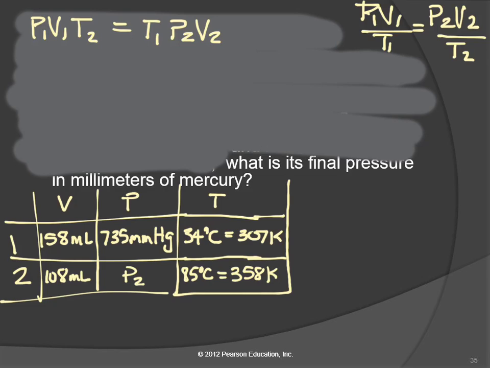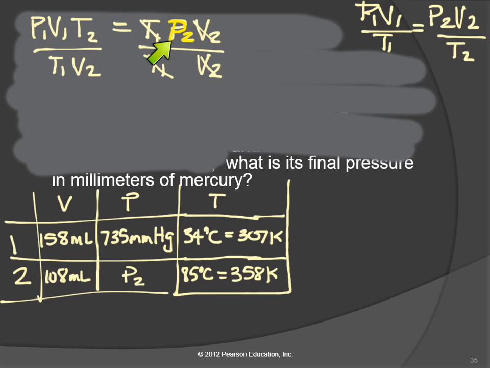Now I'm trying to find P2. This guy right here, P2. So I need to get rid of his friends, T1 and V2. So I'm going to divide by T1, so that cancels out. I'm going to divide by V2, so this cancels out. If I do it to one side, I have to do it to the other side. So I have to divide this side by T1 and V2.